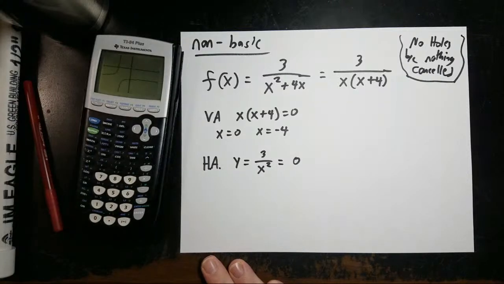Typically, it's not going to be y equals 0. Typically, it's going to be y equal to a different number, positive or negative, or y equal to a slant. But in this case, 3 over x squared, it's just going to be y equals 0. Anything with a variable that's larger on the bottom will end up being y equals 0 for the horizontal.